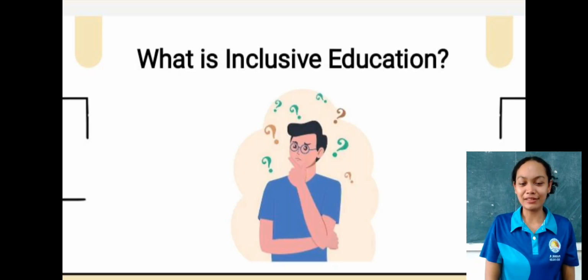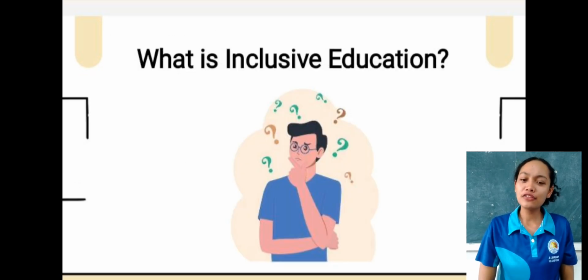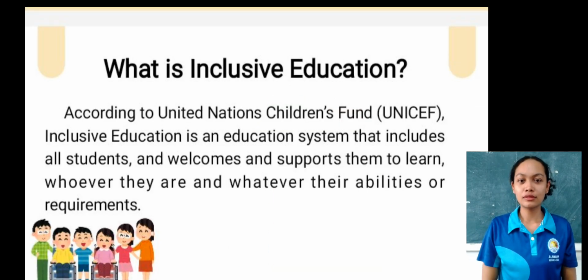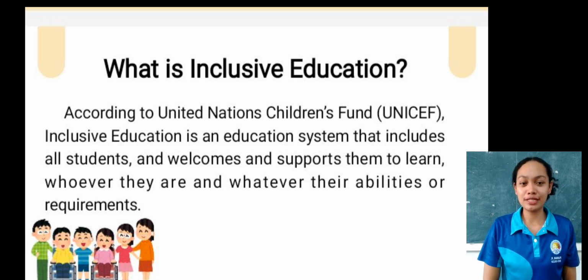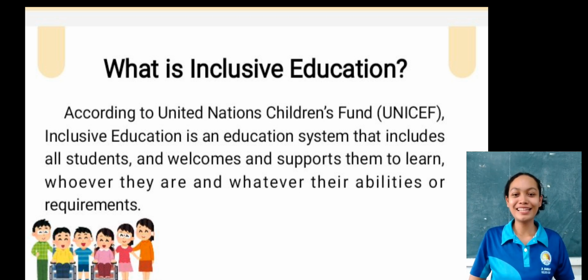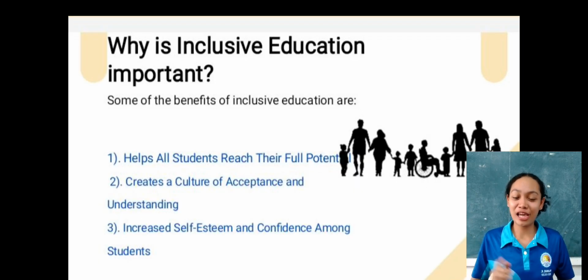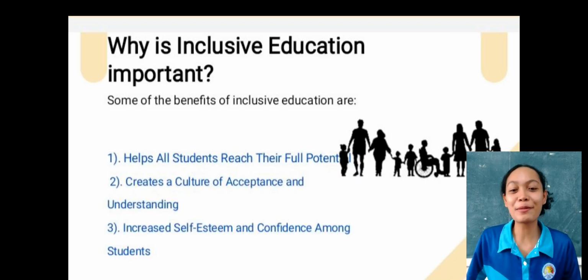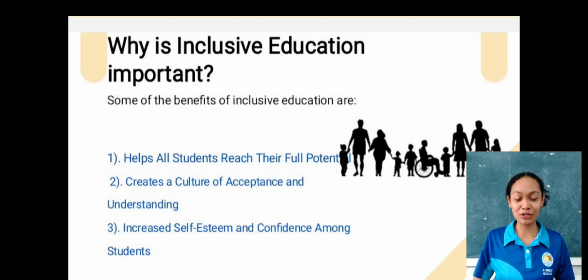Now let's begin. What do you think is the definition of inclusive education? According to UNICEF, inclusive education is an education system that welcomes and supports all students regardless of their abilities or requirements. It ensures that every child has access to quality education. Now, why is inclusive education important? So here are some benefits of inclusive education.